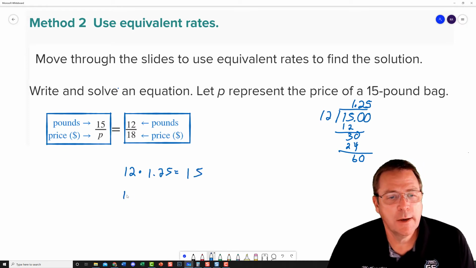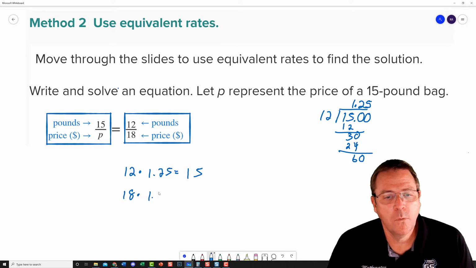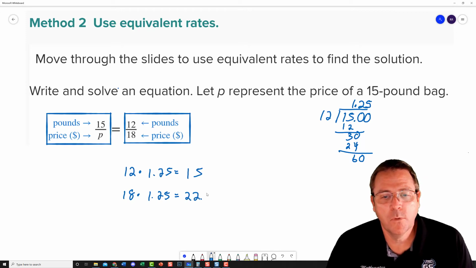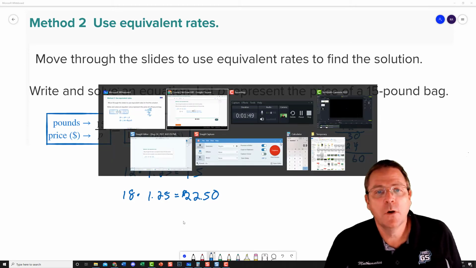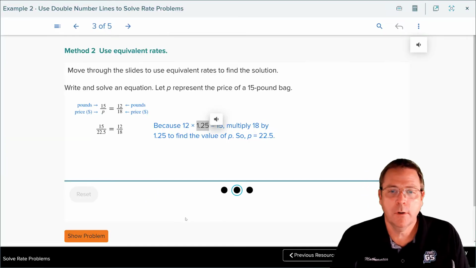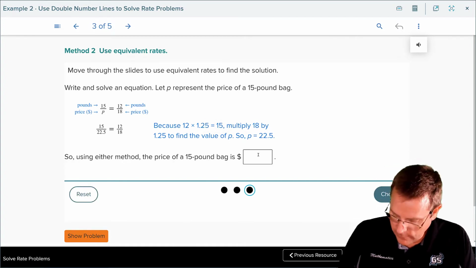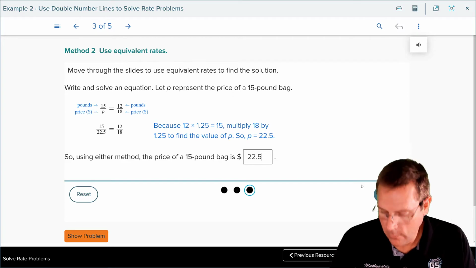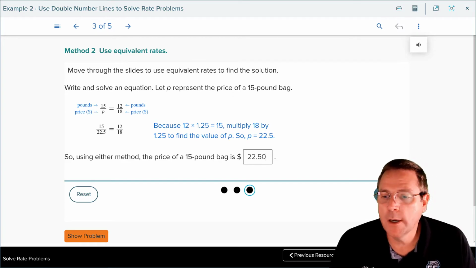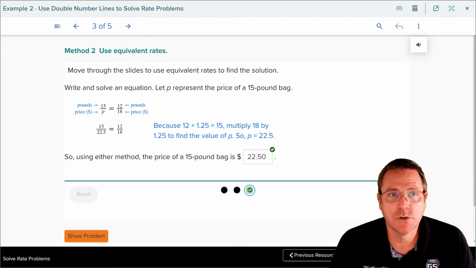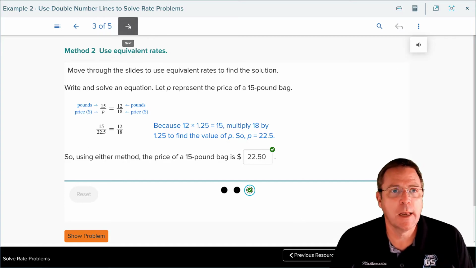Likewise, you could say that 18 times 1.25 is going to give us our final answer, and when you multiply that out, you're going to get the same $22.50 that they got last time. So let's go back to our textbook. We'll plug in our answer that we came up with of 22.50 because it's money. Hit our check button, and everything checks. It looks good. Moving on to our next slide.